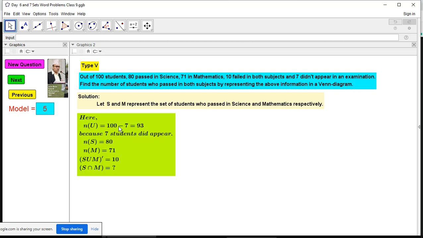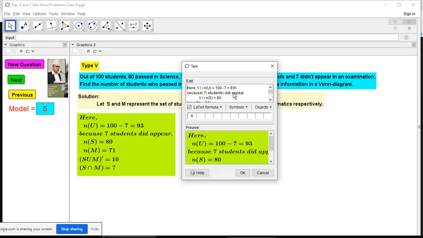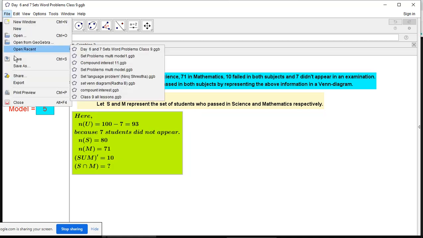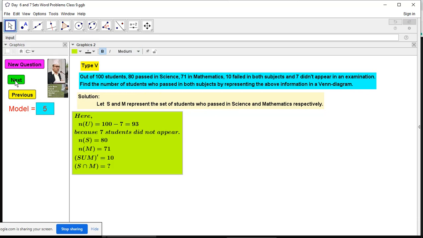Now moving to the next part, dear students. Here I have written with the reason: number of U equals 100 minus 7, that is 93, because 7 students did not appear. So 80 in S, 71 in M, complement is 10 and intersection is what? That is our question.